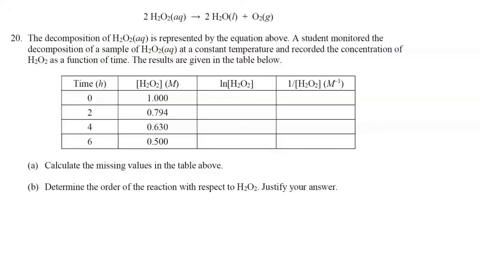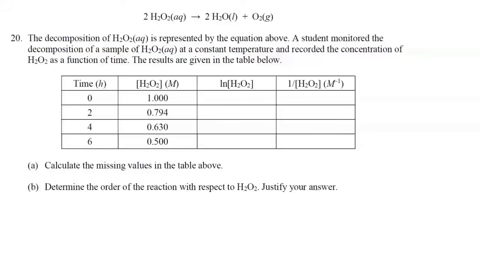In question 20, we are given the following information. The decomposition of H2O2, which is hydrogen peroxide, is represented by the equation above. A student monitored the decomposition of a sample of H2O2 at a constant temperature and recorded the concentration of H2O2 as a function of time. The results are given in the table below. So we have in the first column time in hours. In the next column, we have the concentration of H2O2 in units of molarity, or moles per liter. And then we have two more columns that are blank. So in part A, calculate the missing values in the table above.